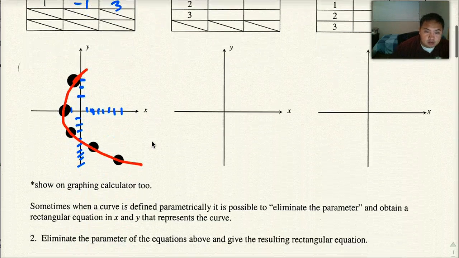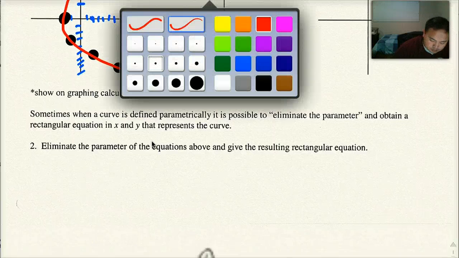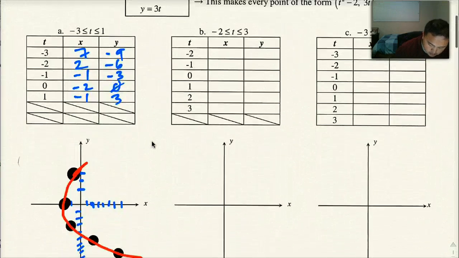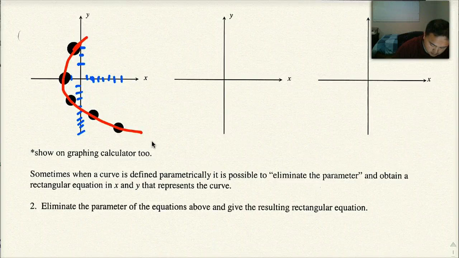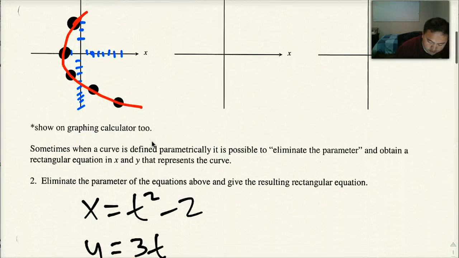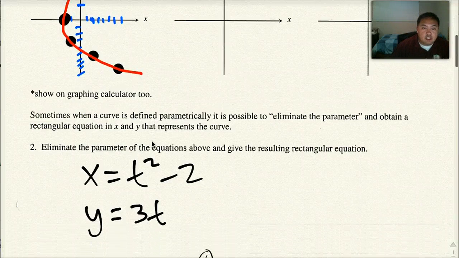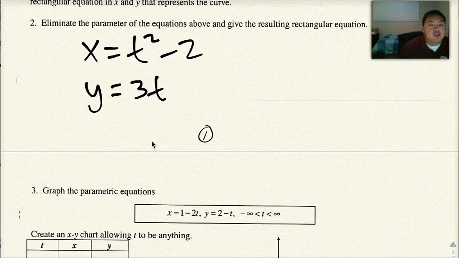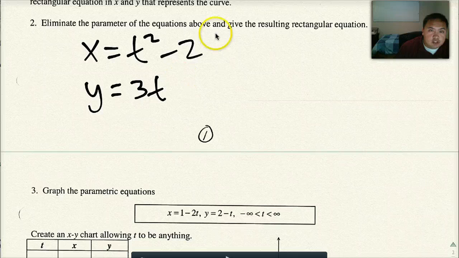First thing I'm going to do is write out the equations. x equals t squared minus 2, and y equals 3t. So those are the equations that we were working with earlier. Now, eliminating the parameter means you're going to solve for t, and you're going to plug it into the other equation. You've done this a lot before in math, substituting an equation inside another equation. Since I'm solving for t, this one down here looks much easier to solve for t than this one.